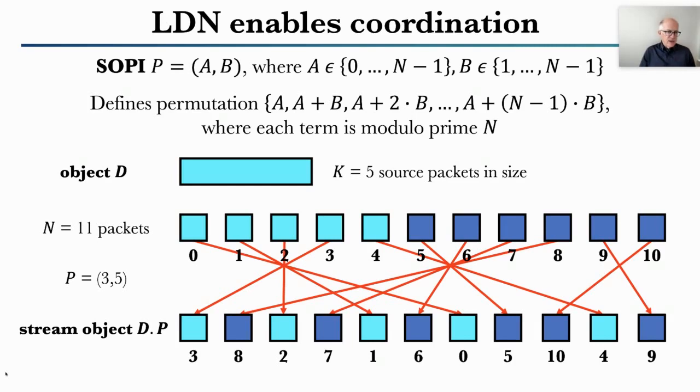And then in this example, the SOPI P equals 3.5 identifies a new ordering of these packets, where the new ordering is 3, 3 plus 5 is 8, 5 plus 8 is 2 mod 11, and so on. And this is the ordering of the data in the stream object D.P.